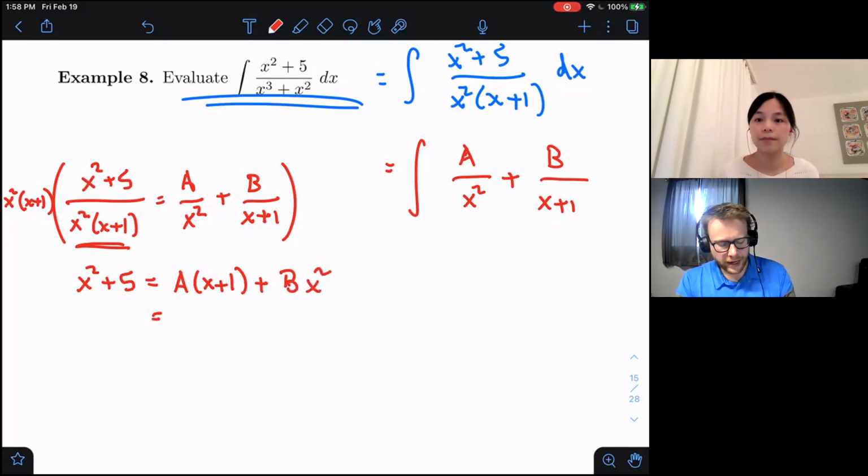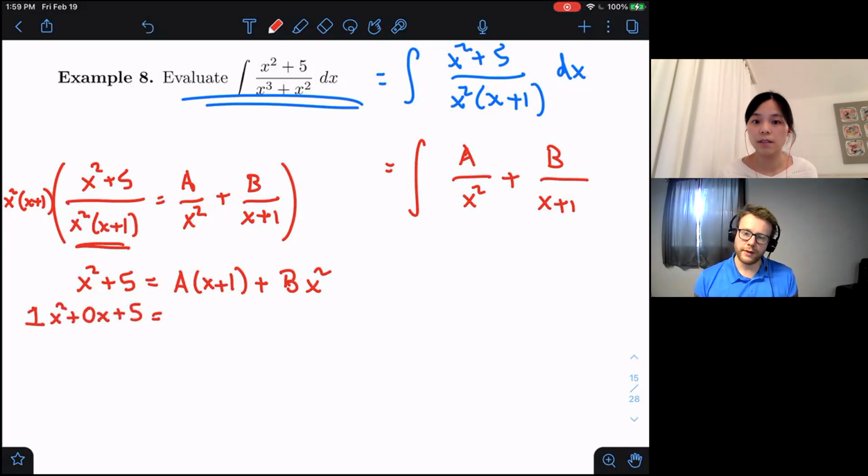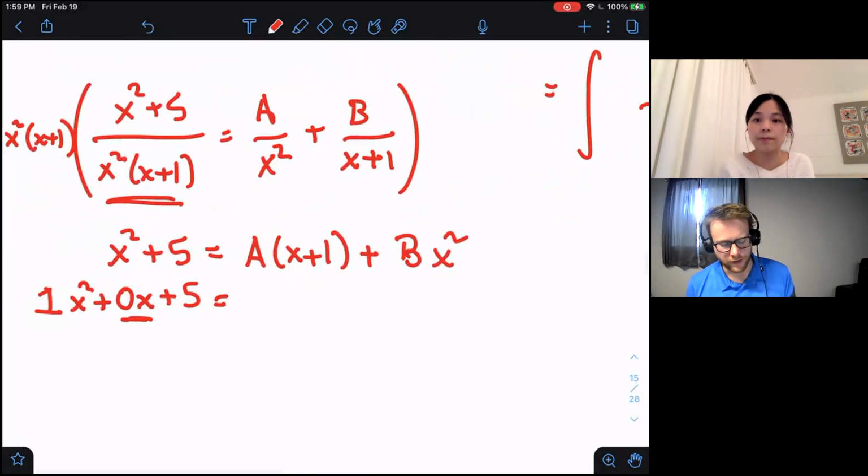So now I'm going to go ahead and rewrite this, right? I'm going to do 1x squared plus 0x plus 5. Again, if we want these to be equal in terms of functions, and therefore would have the same antiderivative or the same integral, we need all of the coefficients to be the same. So that's why I did placeholders like this, and I wrote down the fact that the coefficient was 1 here.